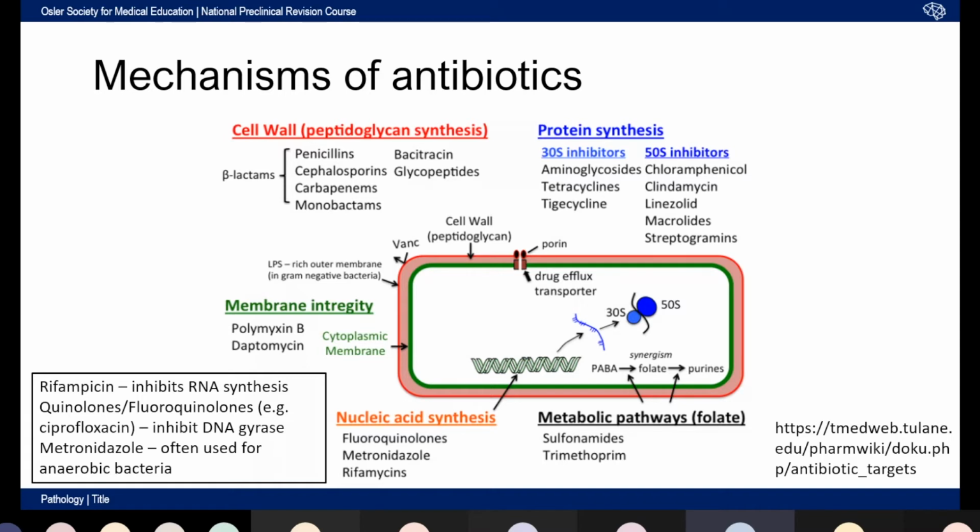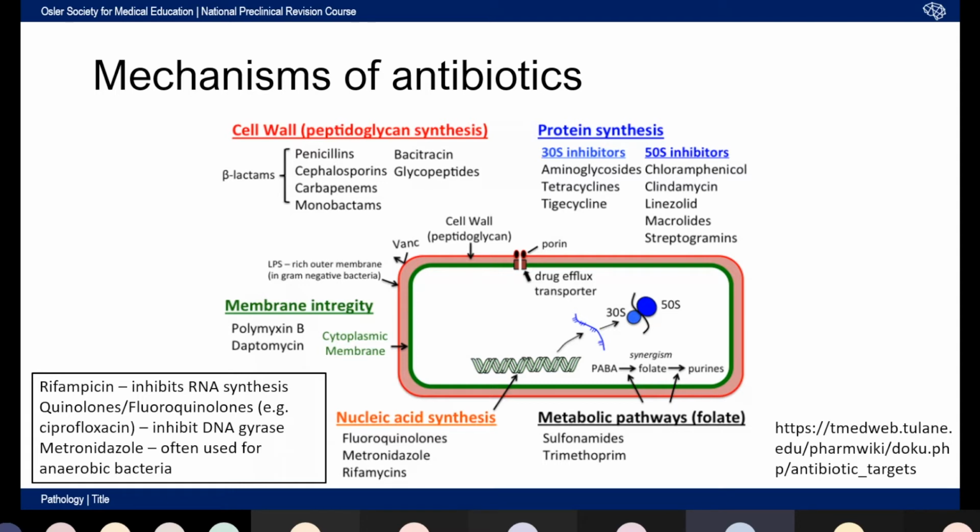Glycopeptides also target the cell wall, but they actually target the peptidoglycan itself. So, for example, vancomycin binds D-alanine peptide, the crosslinks in peptidoglycan, and resistance to glycopeptides actually comes from bacteria using a different amino acid, so using D-lactate instead of alanine.